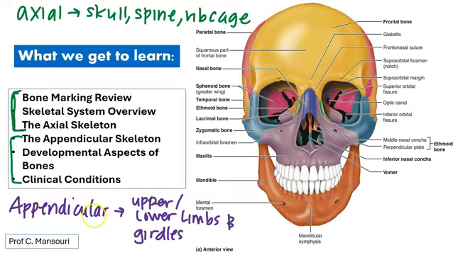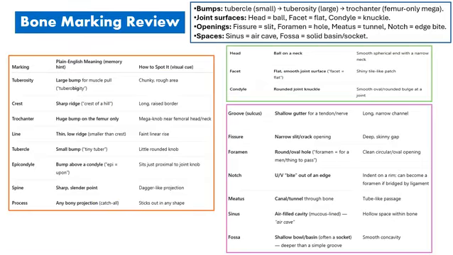And then for the appendicular skeleton, that's going to be your upper and your lower limbs, and then the girdles, which help attach your upper and lower limbs to the axial skeleton. So we'll give you some details as we go along. But first, let's go ahead and get a review of bone markings.